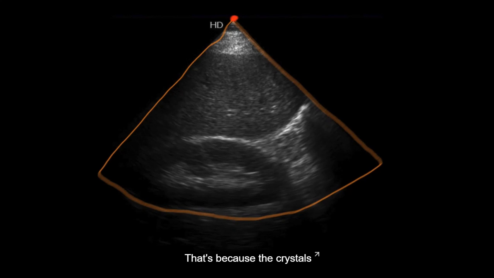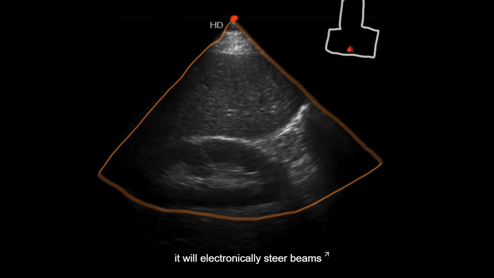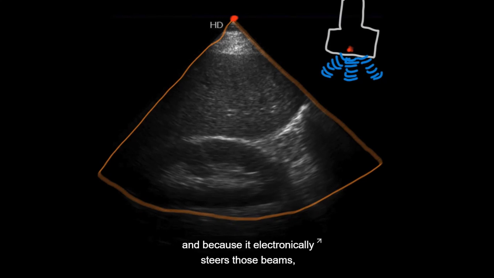That's because the crystals inside the phased array transducer are either one single crystal or a small group of crystals. And then the ultrasound machine and transducer electronically steers the beams it sends out. So without getting too sophisticated on you, it will electronically steer beams to be sent out in this direction, then this direction, then this direction. And because it electronically steers those beams, it produces this sector image that comes to a point where those crystals are.